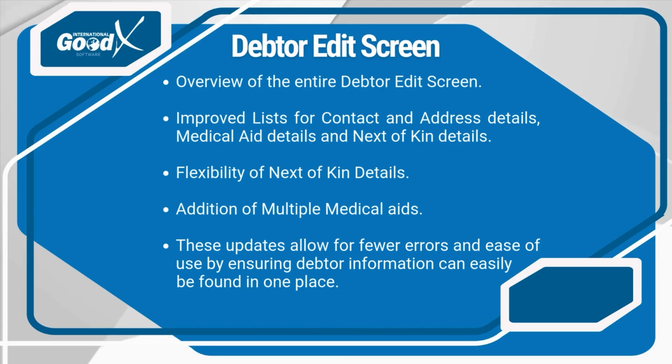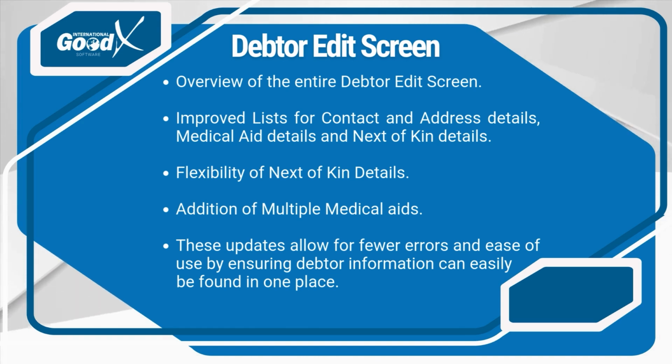So before we jump into the system, here's what we'll cover today. I'm going to be going over the recent updates, particularly the lists that have been updated when it comes to contact and address handling. I'll also be going over the flexibility when it comes to the next of kin, the multiple medical aids that can be added, and by the end of this video, you'll find that the debtor structure updates are really in an effort to make sure that you get all your debtors information in one place, which will in turn allow for fewer errors, easier management, more organized, intuitive, and safer use. With that being said, let's get started.